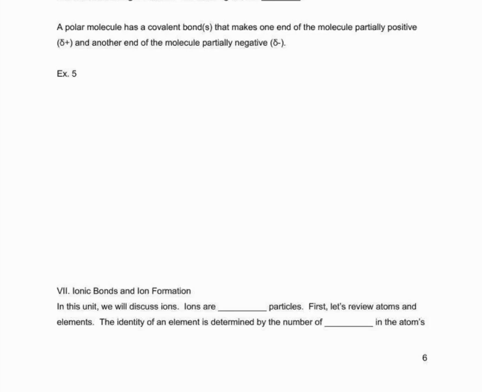Okay, so we are starting the next half of this unit, and we're talking about ionic bonds and ion formation. It's at the very bottom of page 6. In this unit, we discuss ions, and ions are charged particles. They have some sort of an electrical charge, whether it's negative electrical charge or positive electrical charge, just like we had with protons and electrons. Protons had a positive, electrons had a negative.